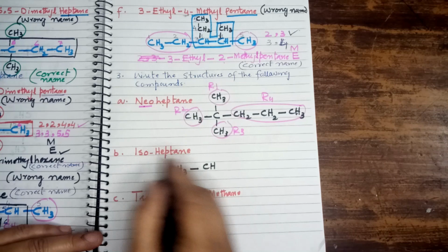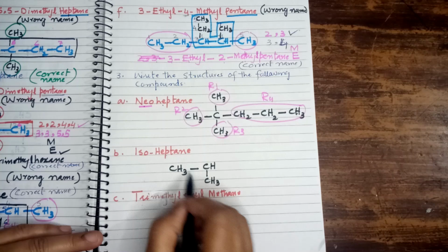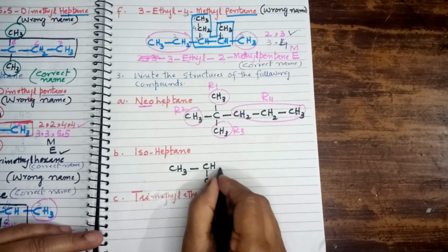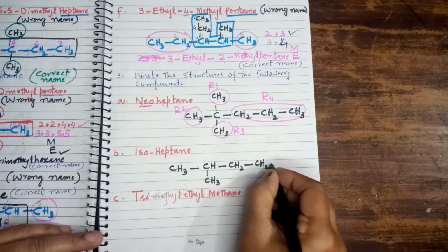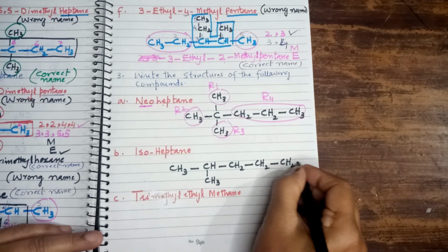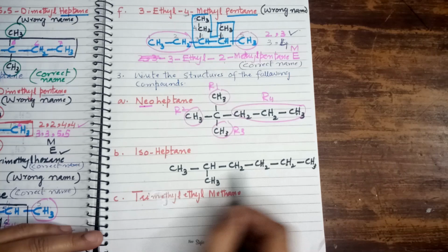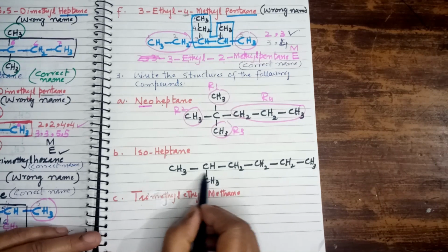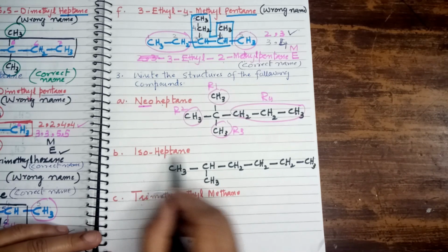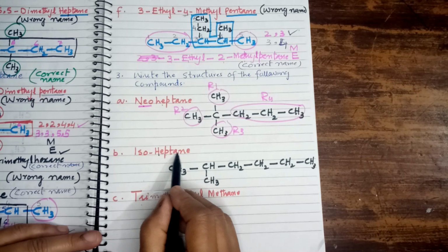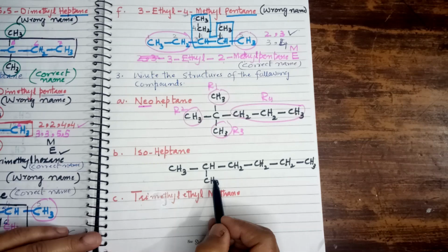For example, we attach a branch over here, right? Total carbon atoms must be 7. 1, 2, 3, 4, 5, 6 and 7, right? This is the structure of iso-heptane. Iso shows there is a branch in the compound. Hept shows total carbon atoms are 7, and ane shows all the 7 carbon atoms are connected with the help of single covalent bond, right?